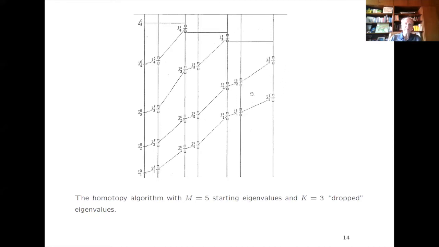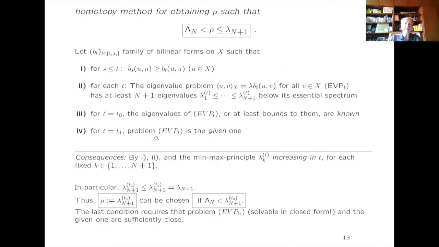And this homotopy obviously, as the picture shows, can treat cases where we have no interlacing. So here are the first eigenvalues of the base problem, and here's the 3rd, here's the 4th, and these 2 are certainly not interlacing with these 2. So the remaining question: how to build this homotopy, how to choose such a family of bilinear forms.